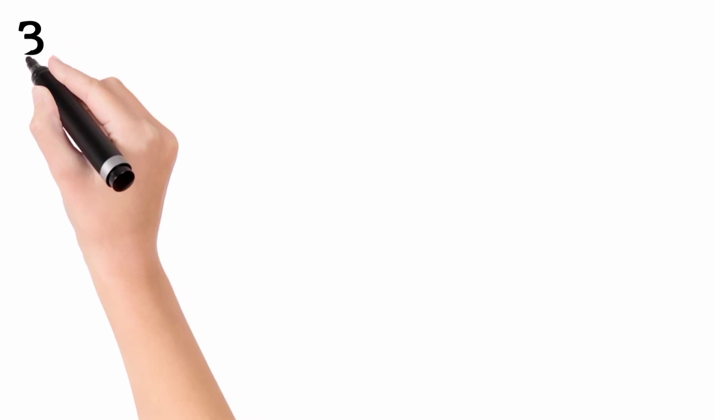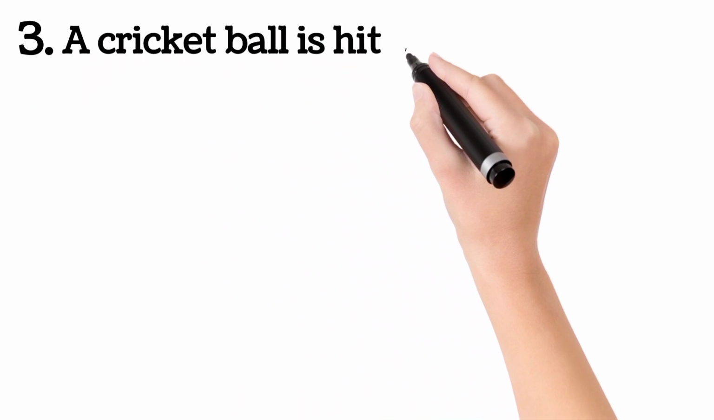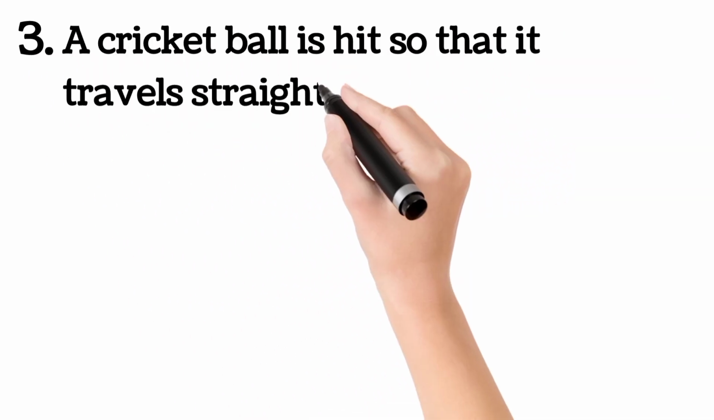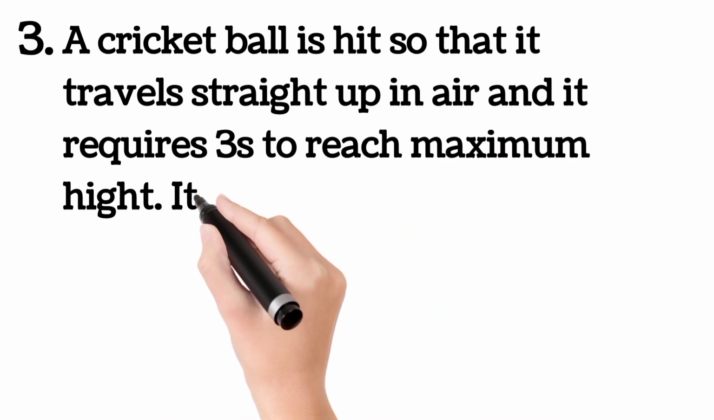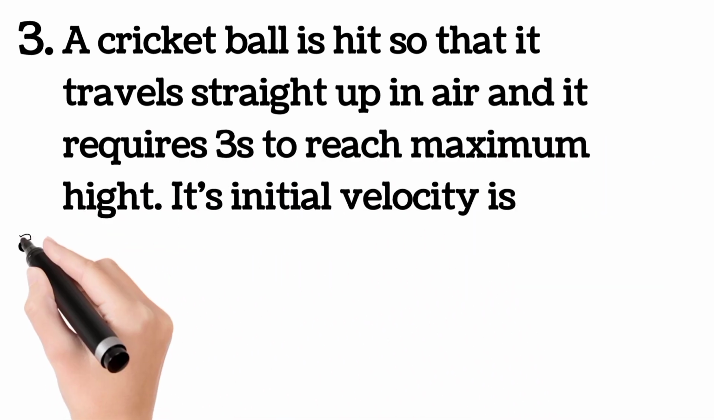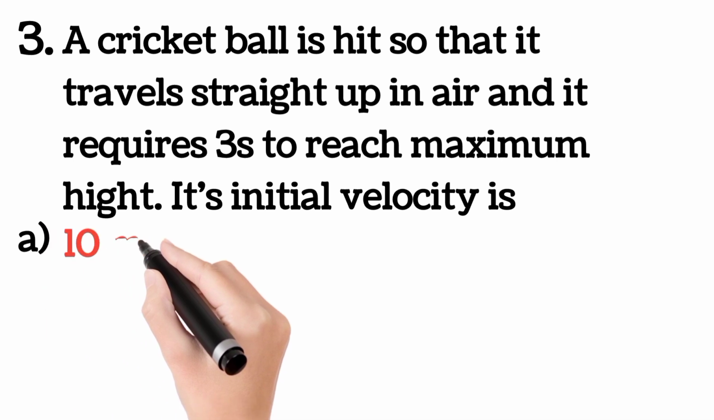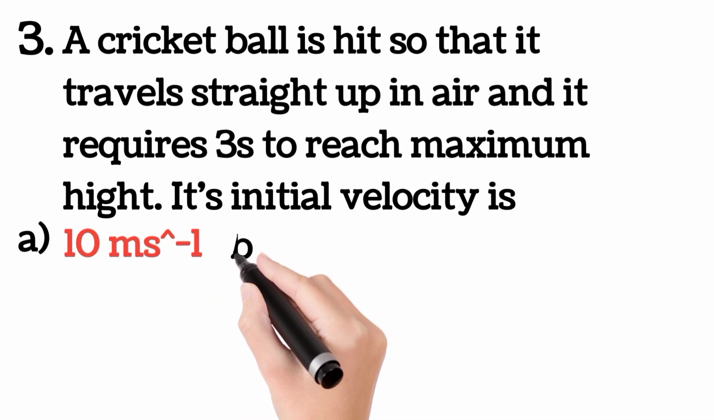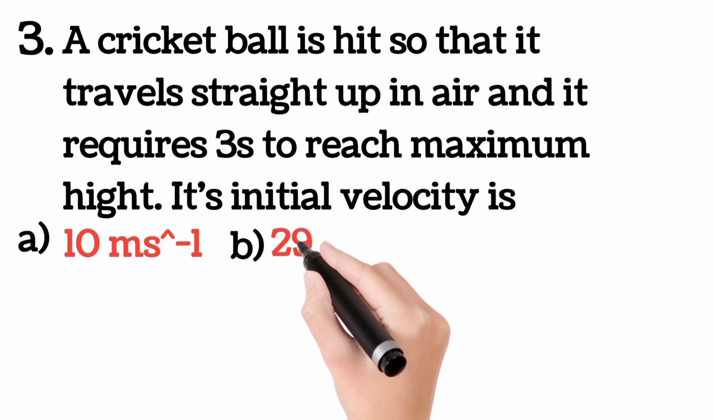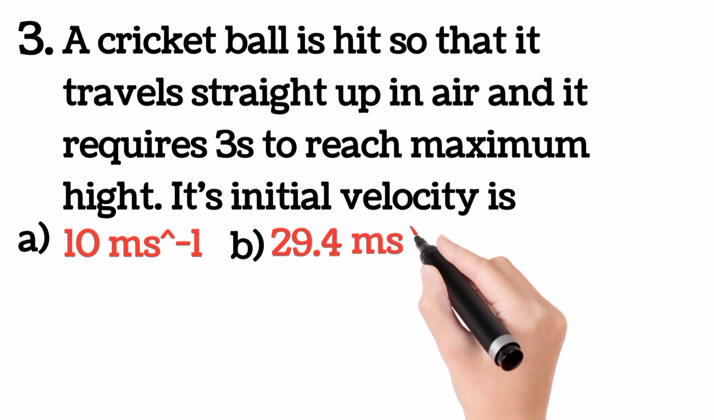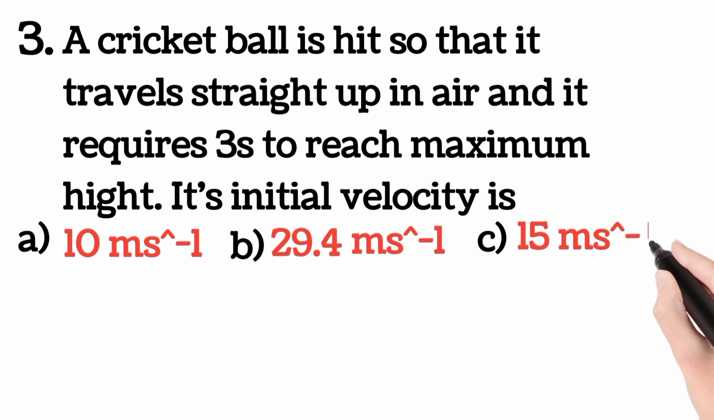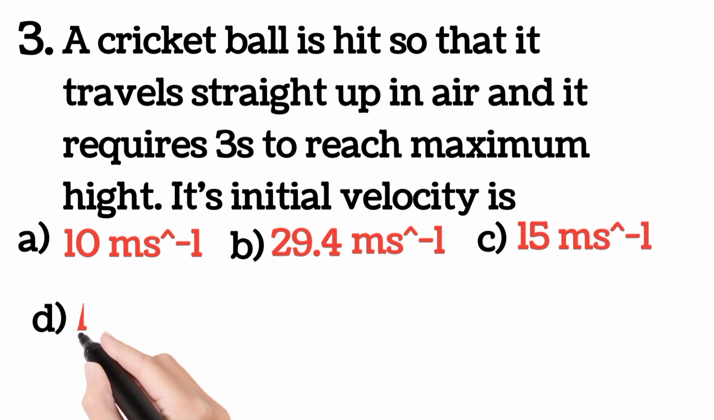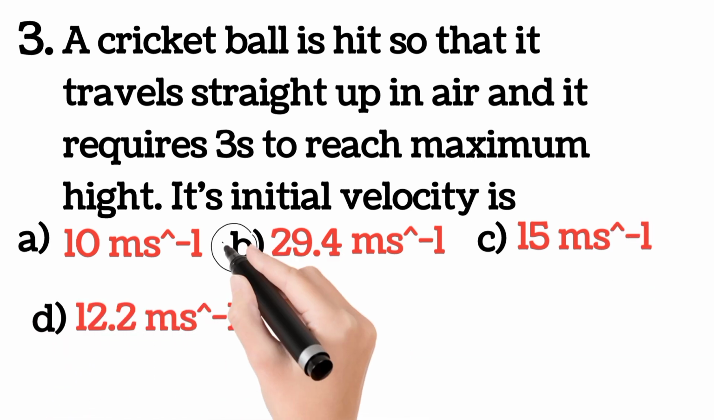Third MCQ: a cricket ball is hit so that it travels straight up in the air and it requires 3 seconds to reach the maximum height. Its initial velocity is: A option is 10 meter per second, B option is 29.4 meter per second, C option is 15 meter per second, D option is 12.2 meter per second. The correct option is B.